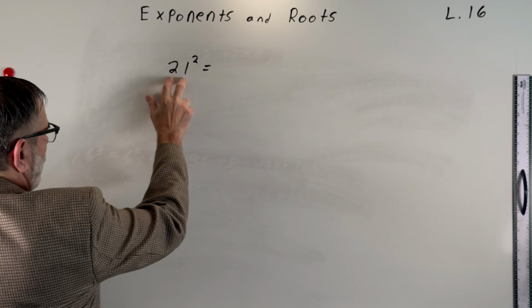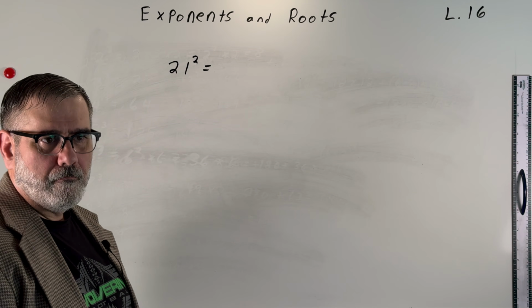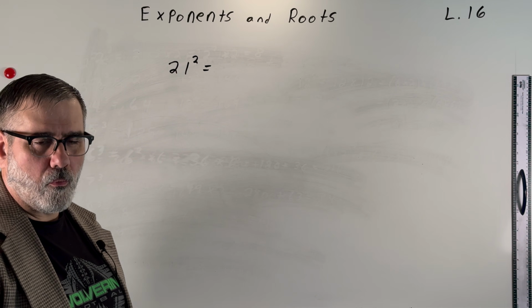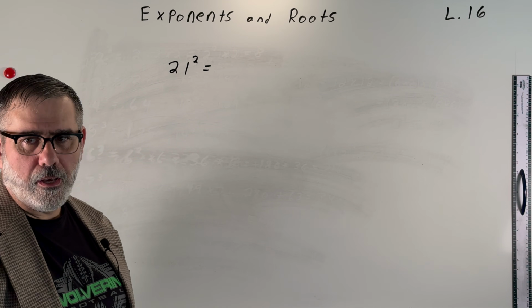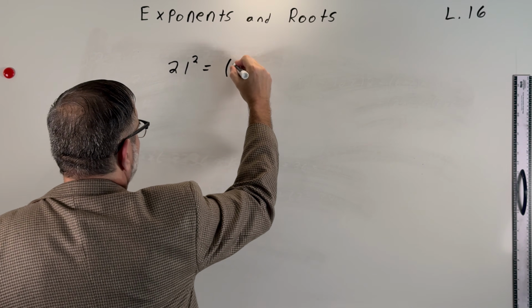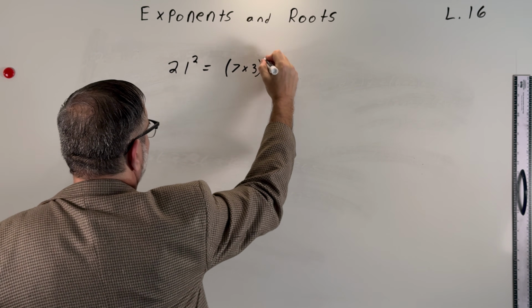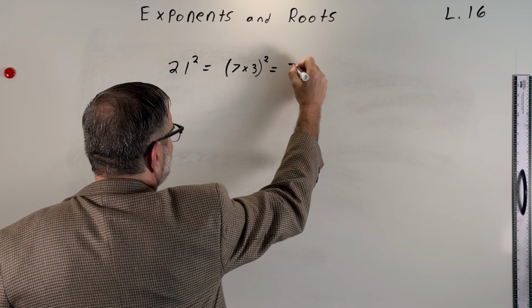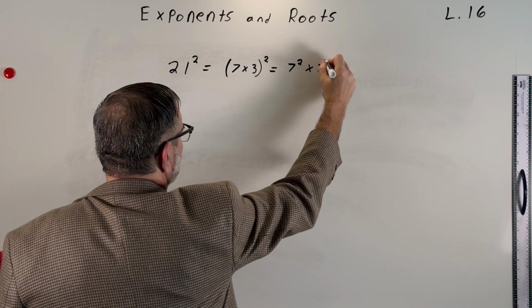Well, what I recommend doing is factoring 21. Who can think of a convenient factor for 21? Something times something is 21. 7 times 3. So we can think of this as 7 times 3 all squared, which of course means, from what we said before, that this will be 7 squared times 3 squared.